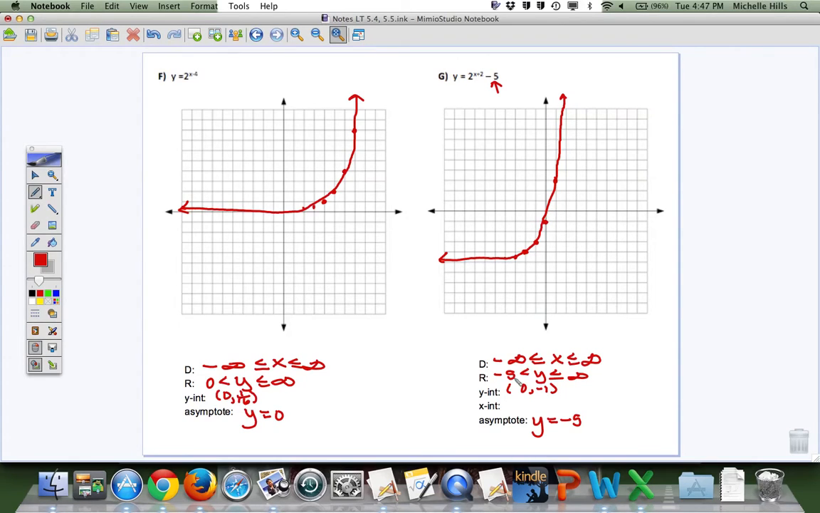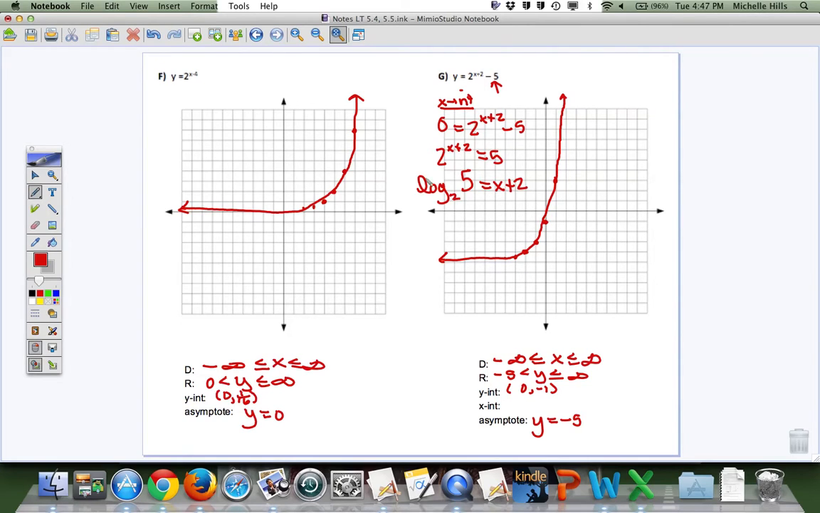So I have to solve for my x-intercept. My x-intercept is when y is 0. So 0 equals 2 to the x plus 2 power minus 5. I would add 5 to both sides to say 2 to the x plus 2 power equals 5. I can't go any further in exponential form, so when I'm stuck, I switch to the other form, which means the log base 2 of 5 equals x plus 2.